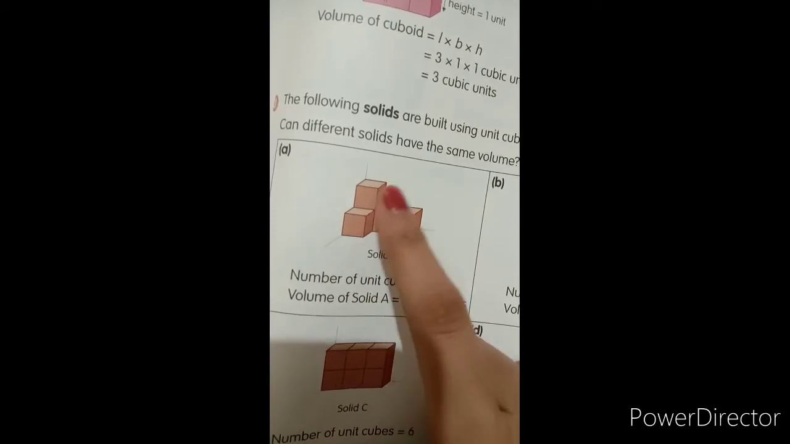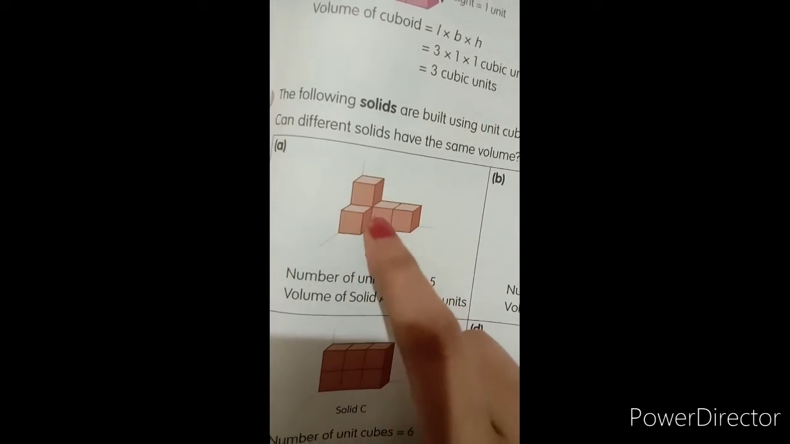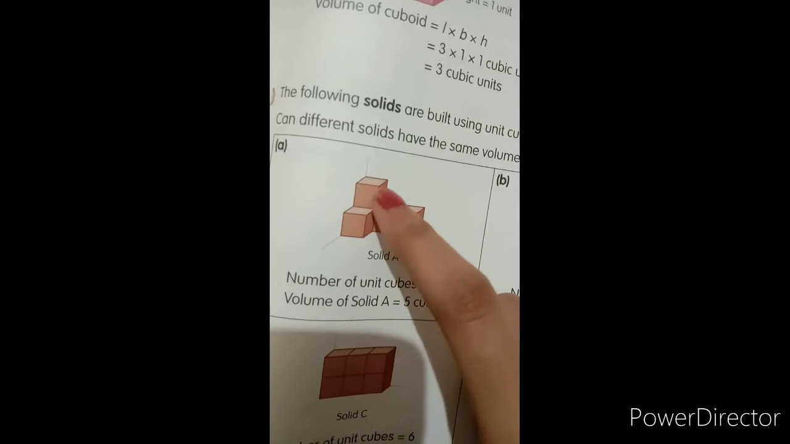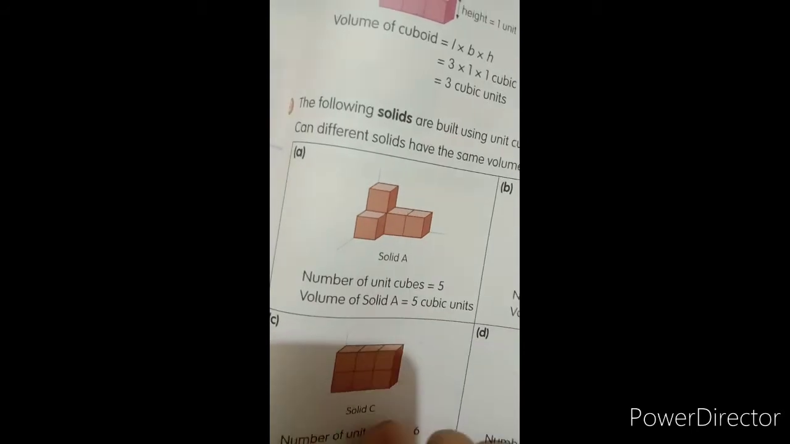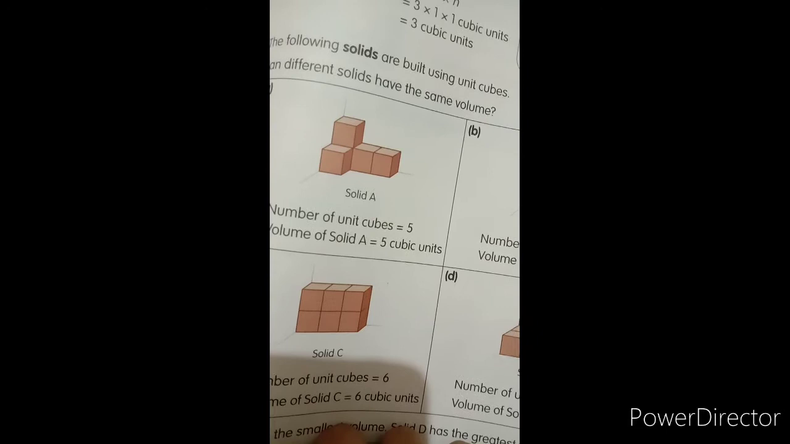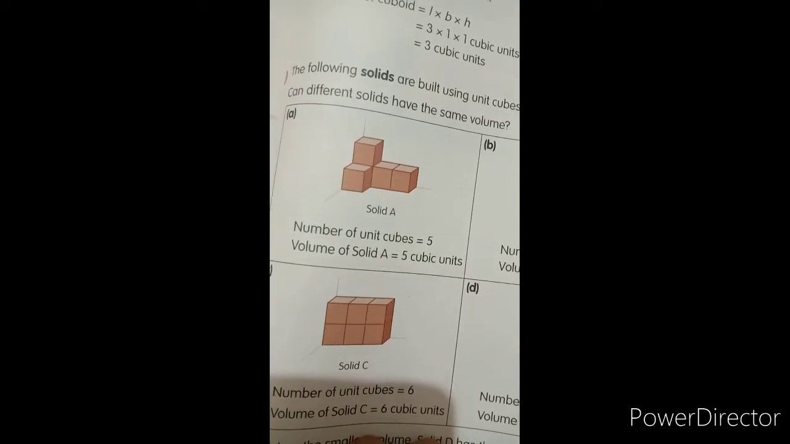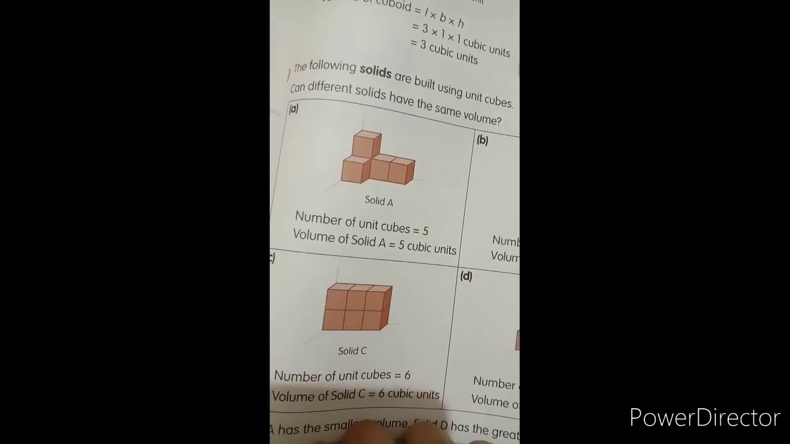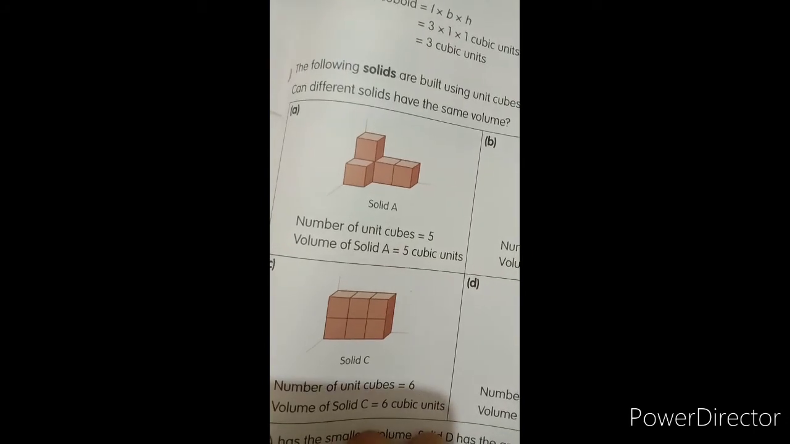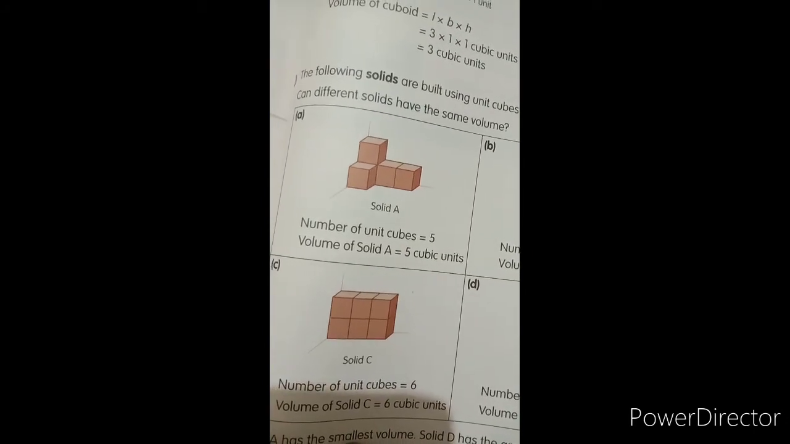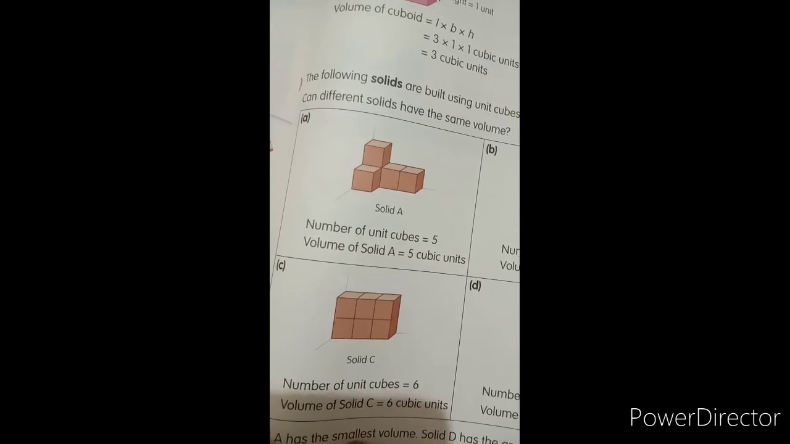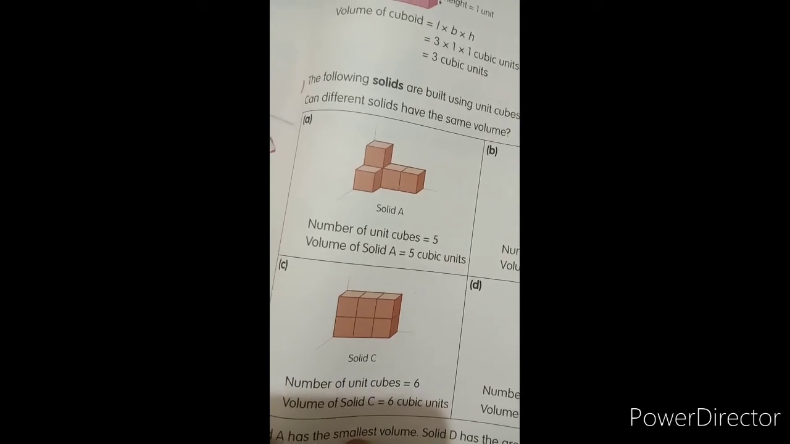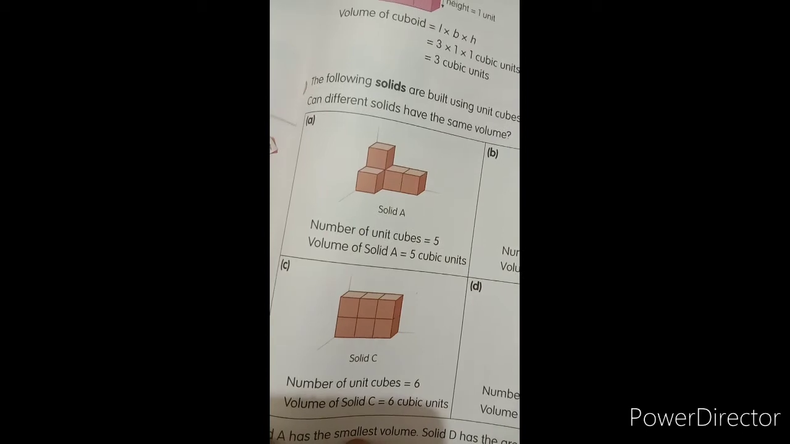This is solid A. So in this case, its volume is, first of all, there are number of cubes. So these are 1 2 3 4 5, means 1 2, इसके नीचे भी एक होगा तो 3, 4 and 5. Number of unit cubes are 5. So volume of solid A equal to 5 cubic unit, because the volume of a single cube is equal to 1 cubic unit. So when we multiplied it by 5, it is 5 cubic units.